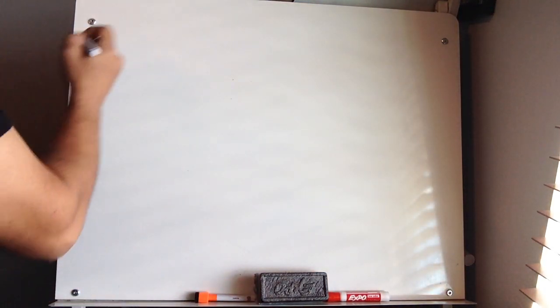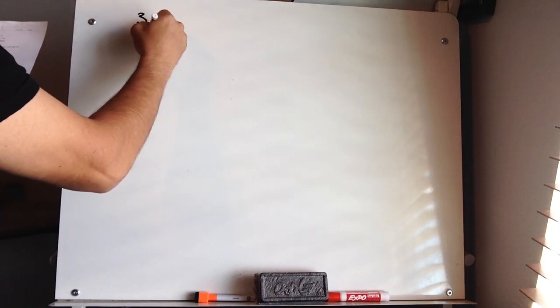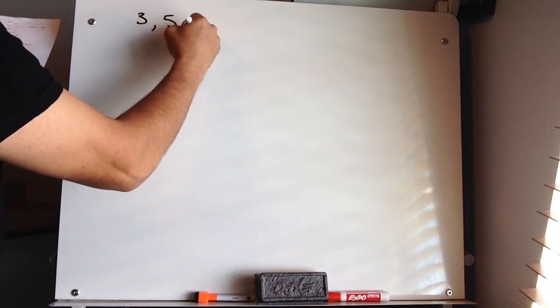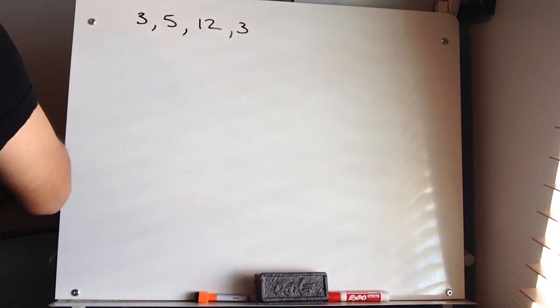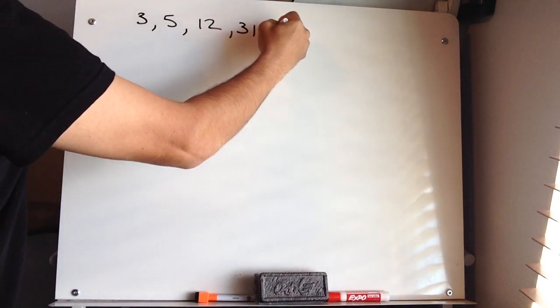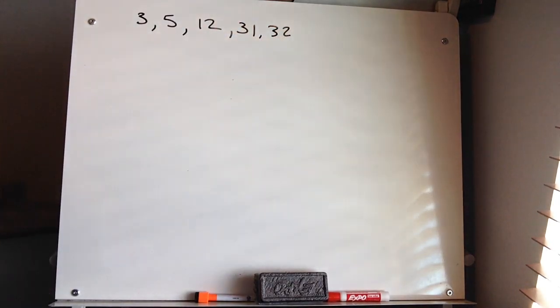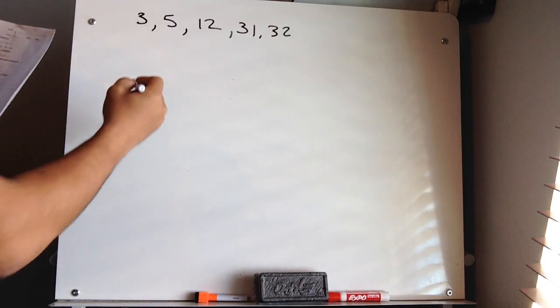Alright kids, we're going over some problems. The problems that we're going over are question 3, question 5, question 12, 31, and 32. Let's start with question number 3.